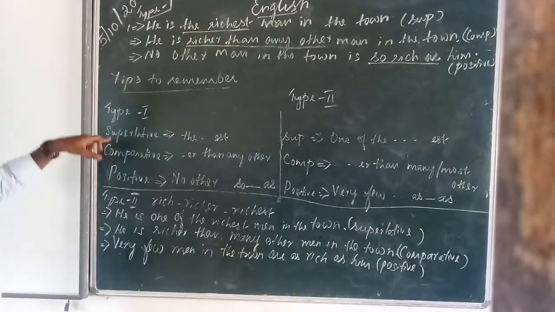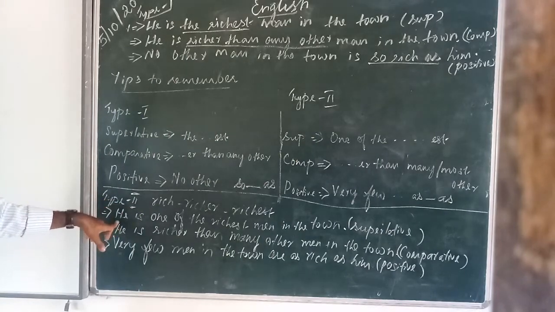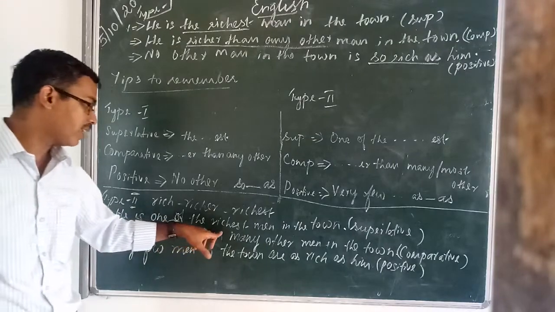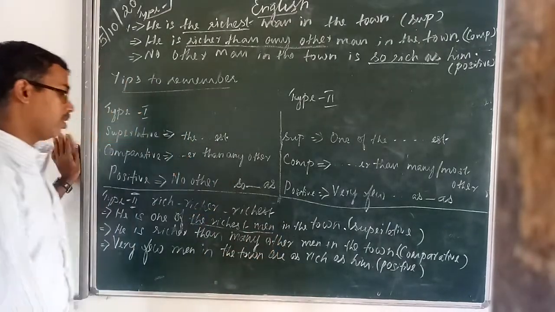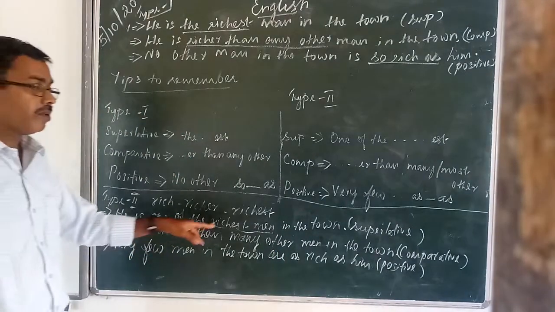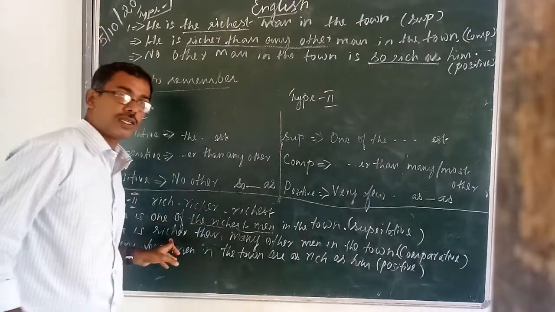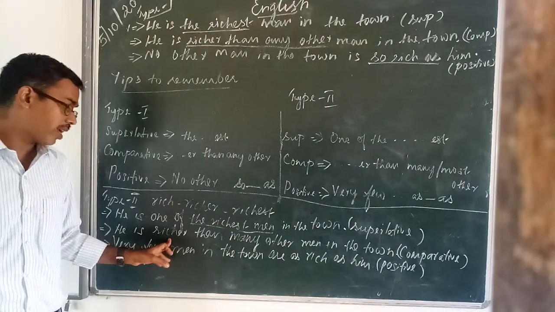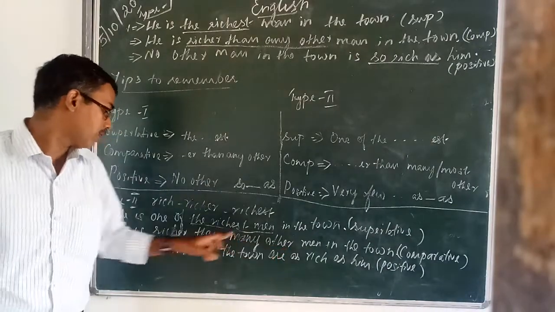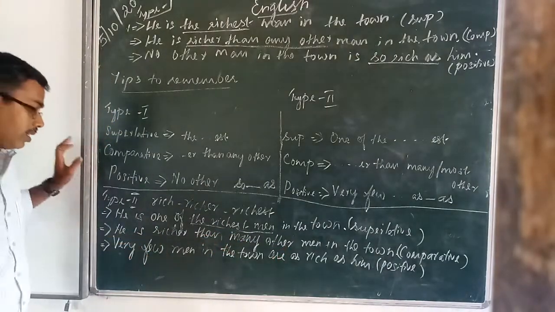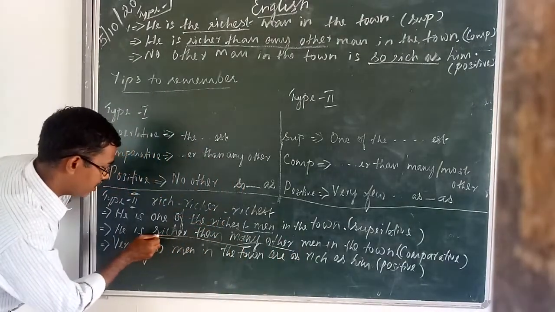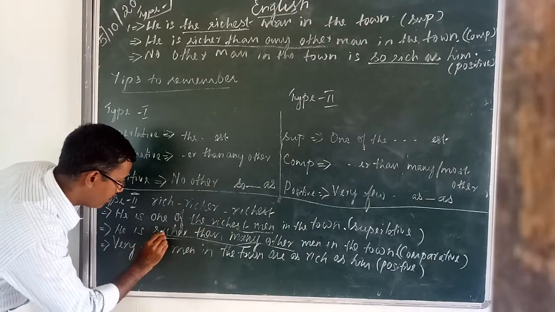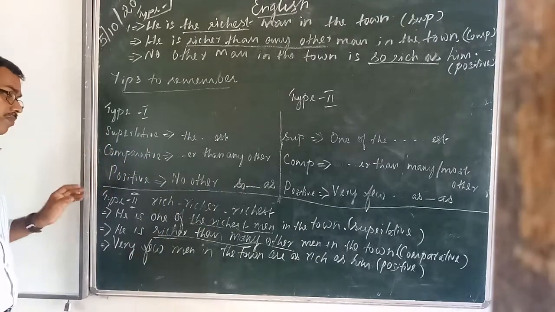Here, first type, second type. When you write in superlative, he is one of the richest men in the town. When you come to the comparative degree, he is richer than many other men. That's important. He is richer than many other men in the town.